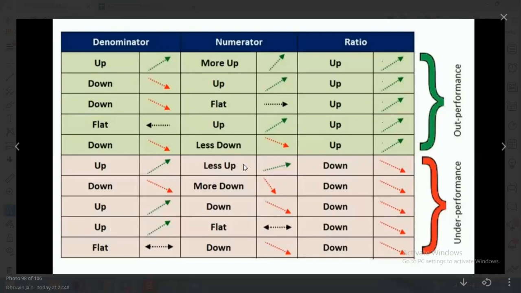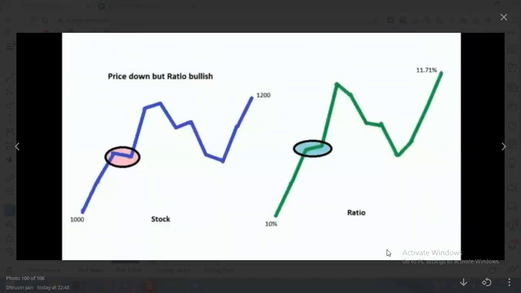If the Nifty is moving up but your stock is moving flat, in that case the ratio line is down. Okay? And in case the Nifty is moving flat but the stock is moving flat down, in that case also the ratio line moves down. Okay? Let me show you another example.